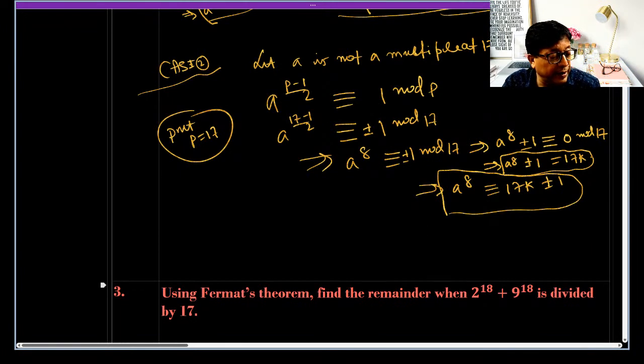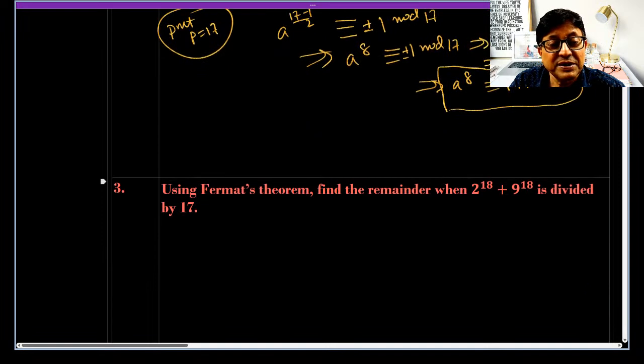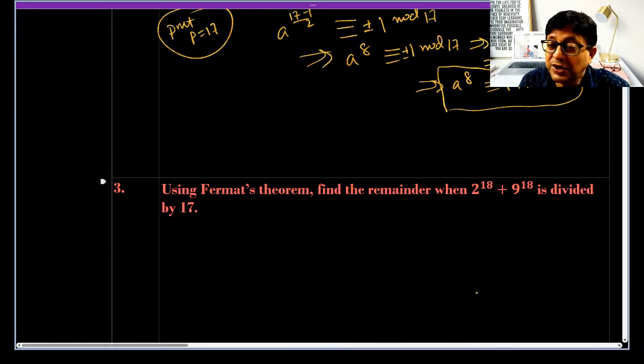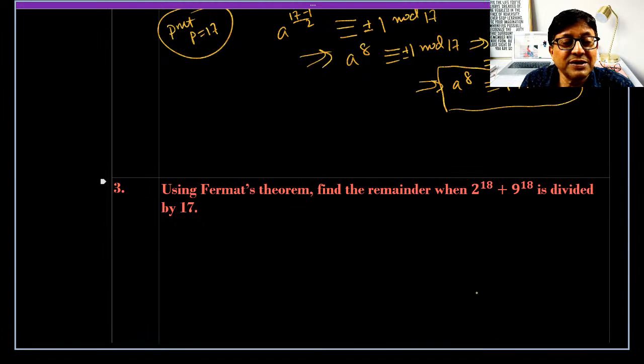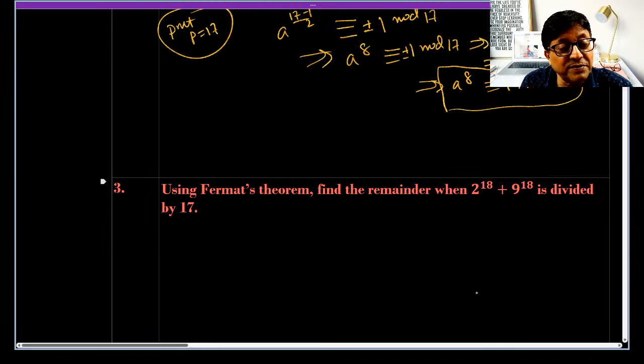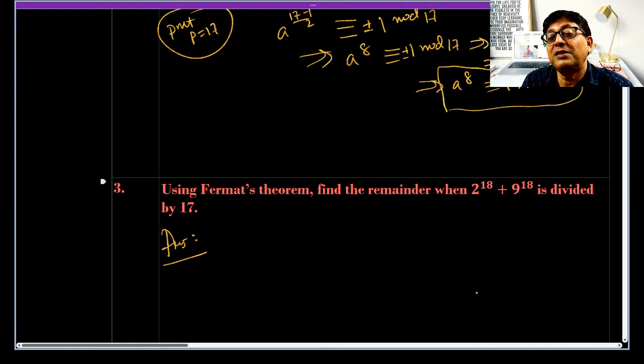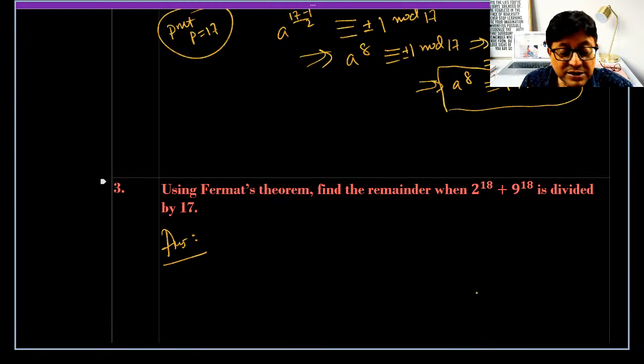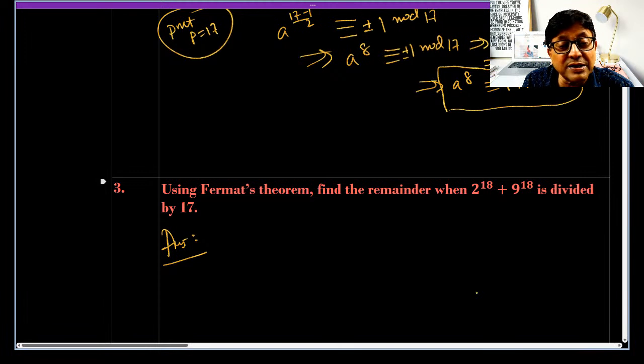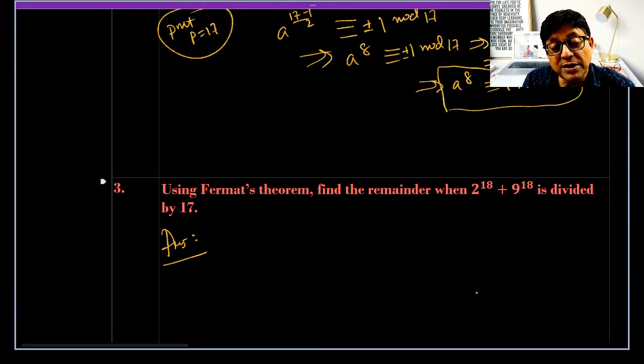Now, using Fermat's theorem, prove that 2 to the power 18 plus 9 to the power 18 is divisible by 17. See how to prove this? We can use Fermat's theorem, we can use congruency only, but it is instructed to do it by Fermat's theorem. So let us do accordingly. 2 to the power 18, nearest prime number is what? 17. So let us approach with that, and divisibility by 17 they have considered.